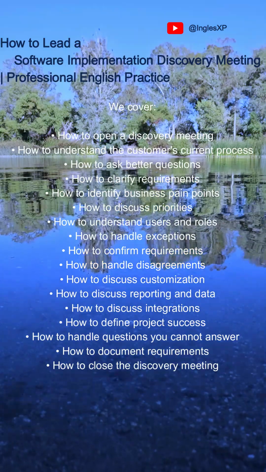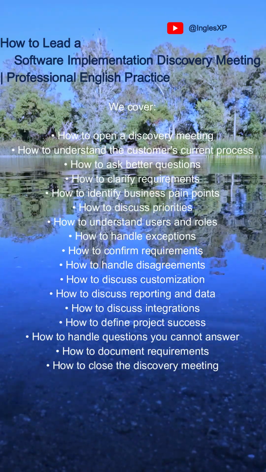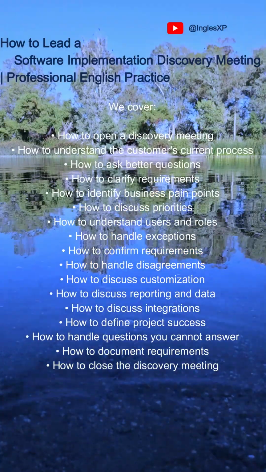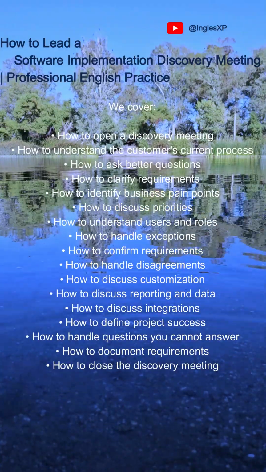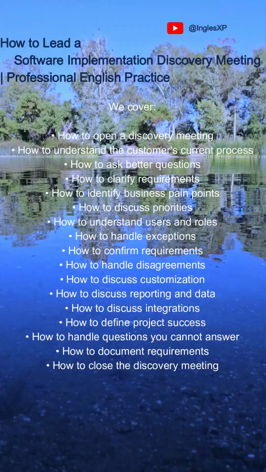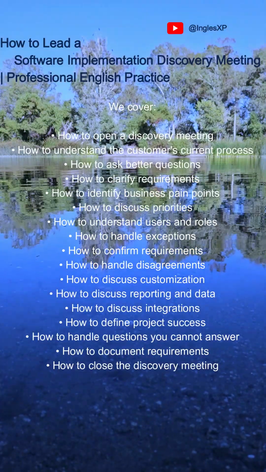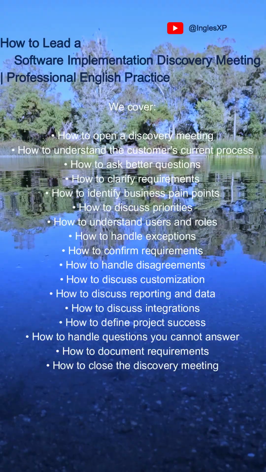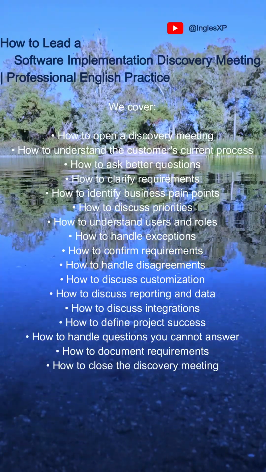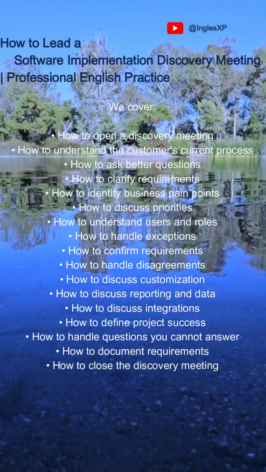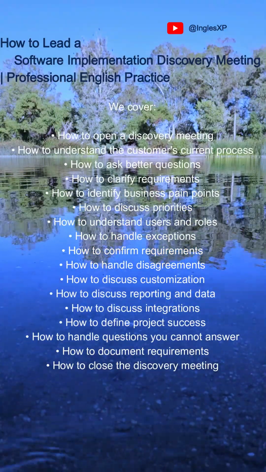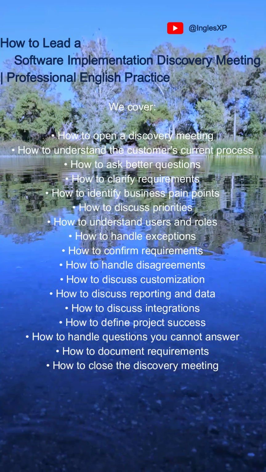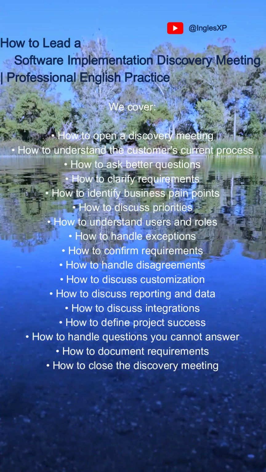Section 10. Confirming what you heard. After discussing several requirements, stop and summarize. This is one of the best habits you could develop as a consultant. You can say, let me summarize what we have discussed so far. Then explain the main points. For example, first, the sales team currently enters the order manually. Second, the same information is entered again by the warehouse. Third, this creates duplicate work and sometimes causes errors. And finally, the customer would like to automate this process.